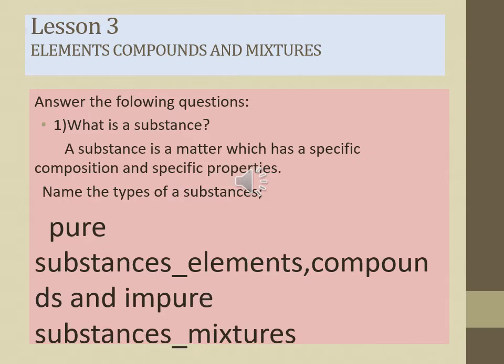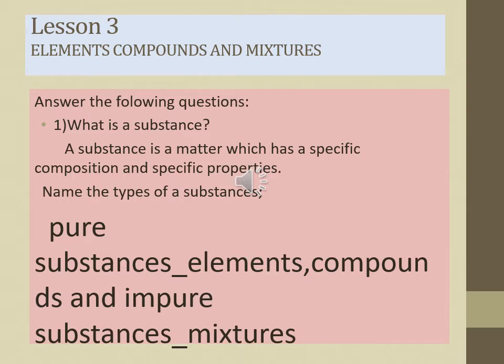Now, a substance is a matter. A substance is a matter which has a specific composition and specific properties. In that question, the second part of the question is name the types of substances. You write these two questions.